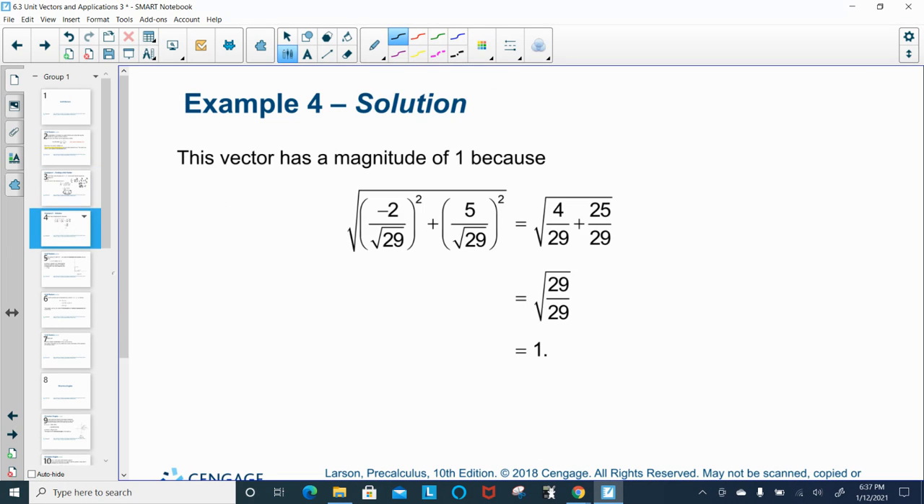Now they're going to verify that the magnitude of this vector is 1 by applying the Pythagorean theorem to it. And when they square both of those pieces, add them together and take the square root, they verify that the magnitude is 1.